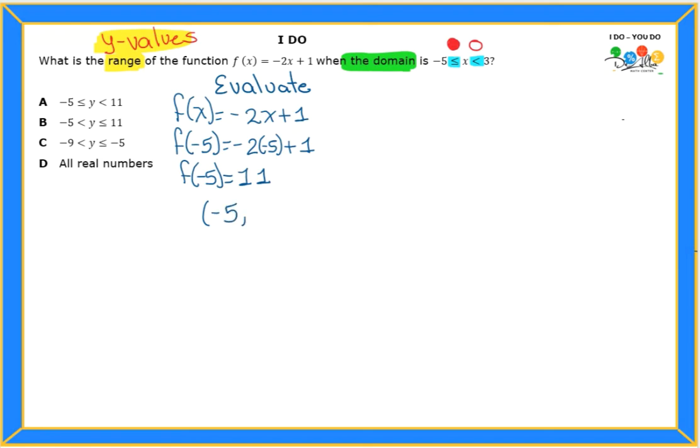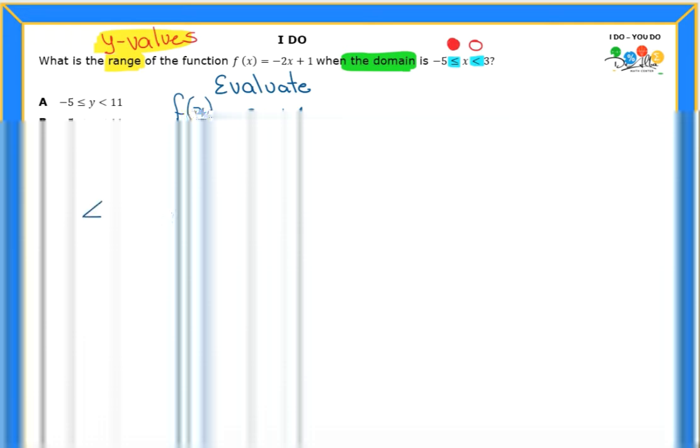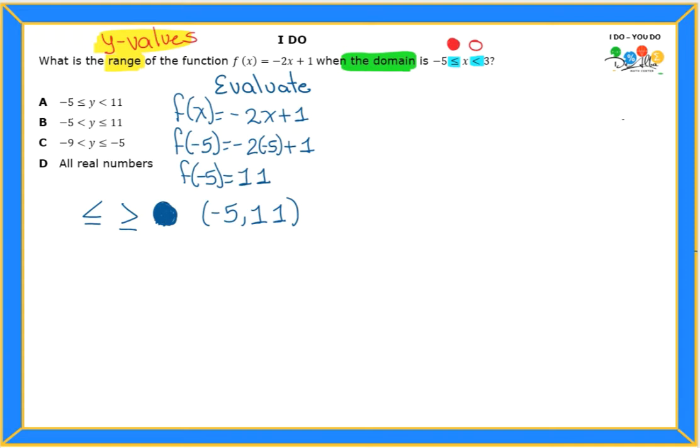So what does that mean? Well, it basically means that when x is negative 5, the y value is a positive 11. So if I was to graph that point, since I'm going to come back to my circles that are shaded and unshaded, that point would be a circle that is shaded. And remember, shaded means less than or equal to or greater than or equal to, okay? It could be either one of those two symbols. So we're done with the first one.